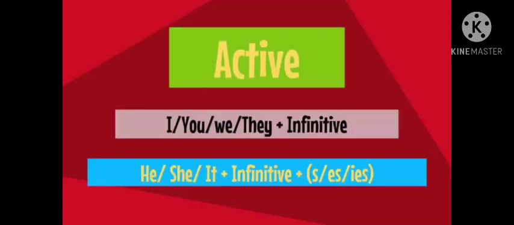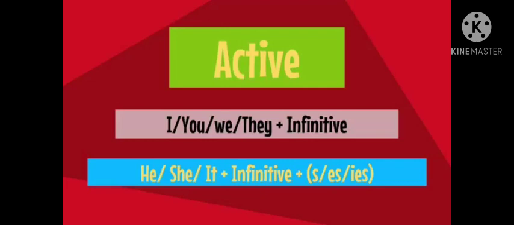Simple present tense, active and passive voice. When the subject is plural, meaning more than one, we use the basic form of the verb with the subject. For example, we play football. When the subject is singular, we use s, es, or ies with the basic form of the verb. For example, he plays football.